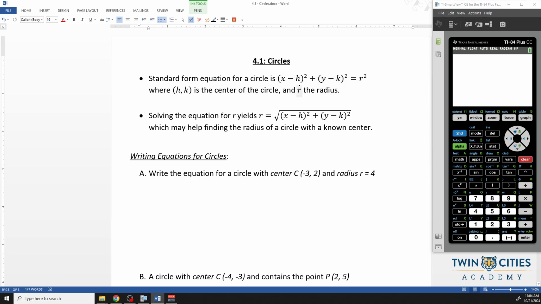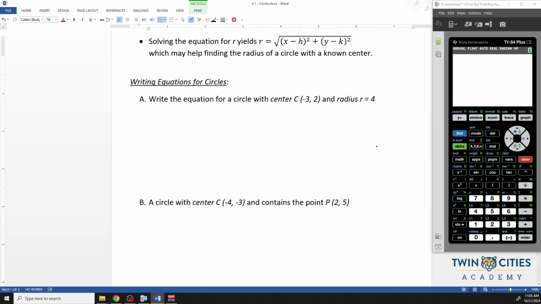Since (x minus h) squared plus (y minus k) squared is equal to r squared, I can also find the radius by taking the square root of both sides. Since this is r squared, the square root is just going to be r. The radius is equal to the square root of (x minus h) squared plus (y minus k) squared. This is going to be useful when I'm given partial information about the circle, but that information doesn't include the radius, and I would need to find that. So let's talk about the type of problems that we might get.